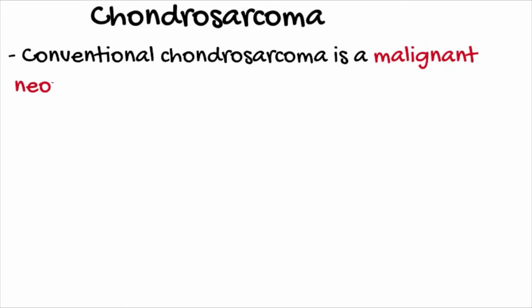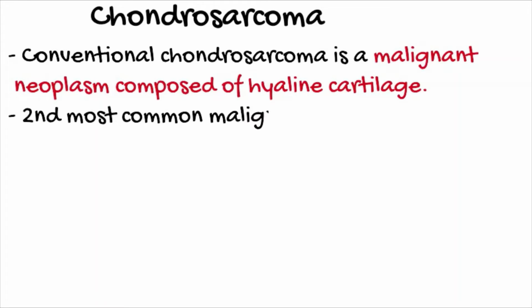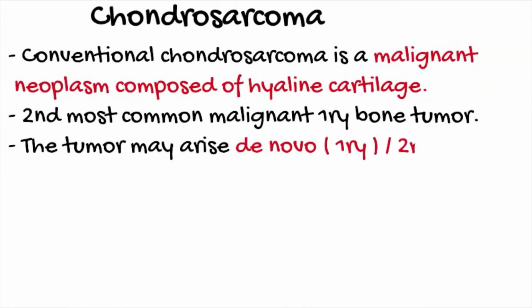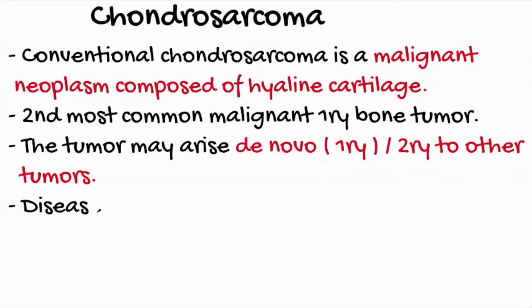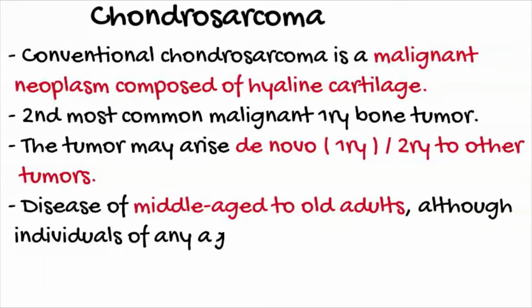Last on the cartilaginous tumors that we are discussing is chondrosarcoma. Conventional chondrosarcoma is a malignant neoplasm composed of hyaline cartilage. It is the second most common malignant primary bone tumor. The tumor may arise de novo, primary, or secondary to other tumors. It is a disease of middle age to old adults, although individuals of any age can be affected.